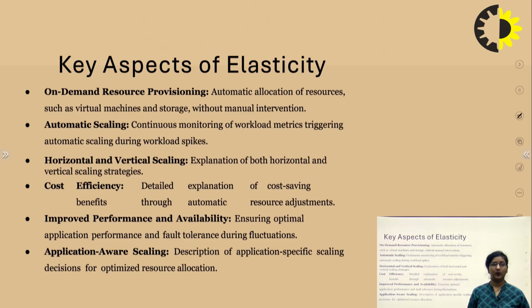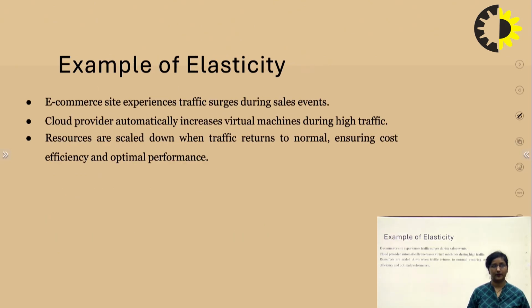Horizontal and vertical scaling. This is the explanation for both the horizontal and vertical scaling strategies. Cost efficiency: we have cost saving benefits through automatic resource adjustments. Improved performance and availability: it ensures optimal application performance and fault tolerance during the fluctuations. And application-aware scaling: it provides application-specific scaling decisions for optimized resource allocation.